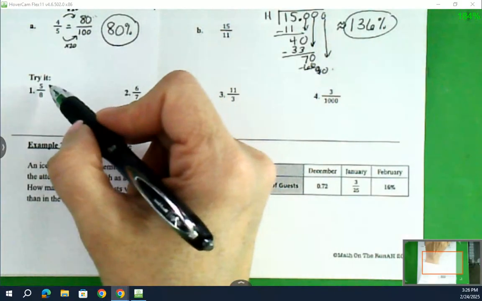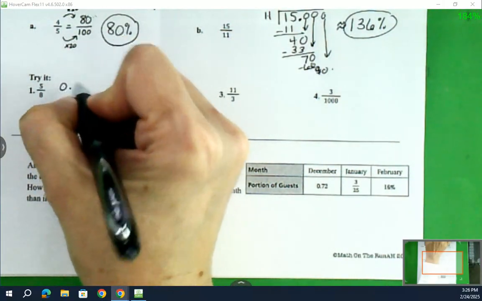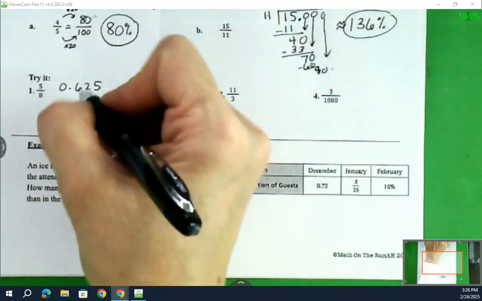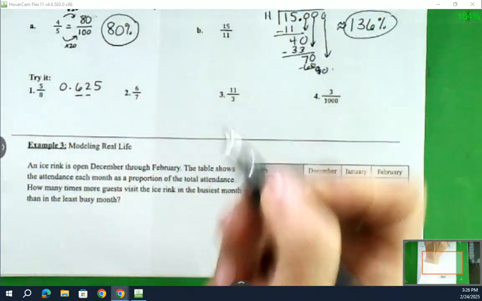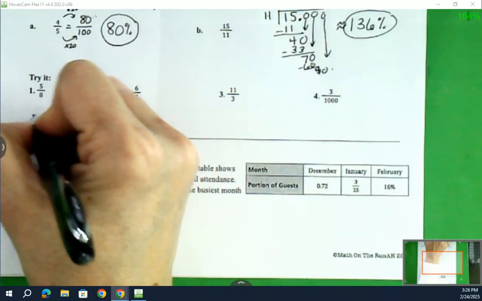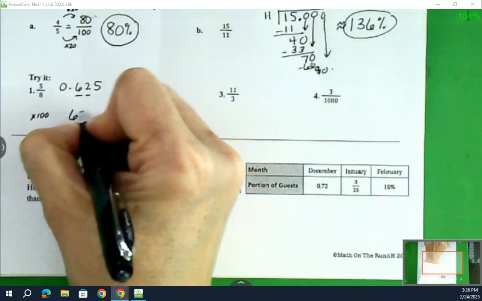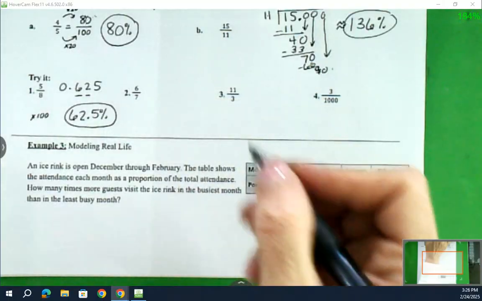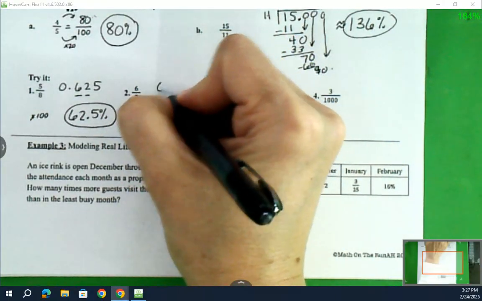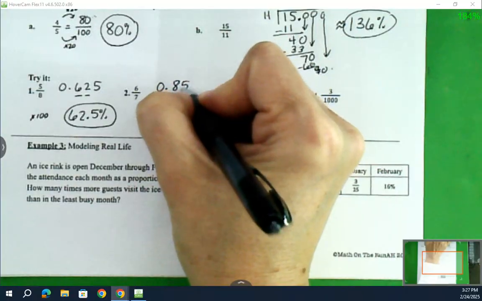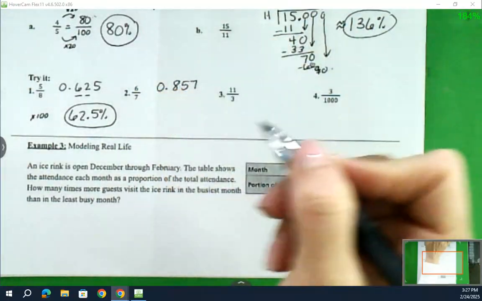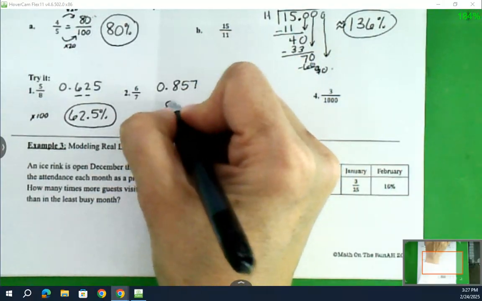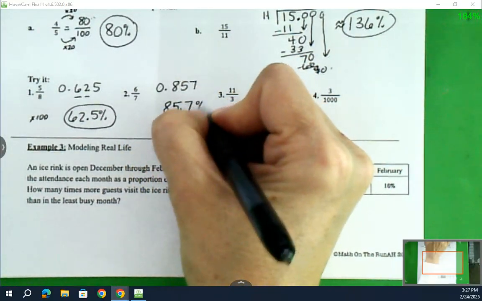Okay, 5/8. If you do 5 divided by 8, we get 0.625. And then to get our percentage, times this number times 100 gives us 62.5%. 6/7, 6 divided by 7 is 0.857. So that's going to be 85.7%.